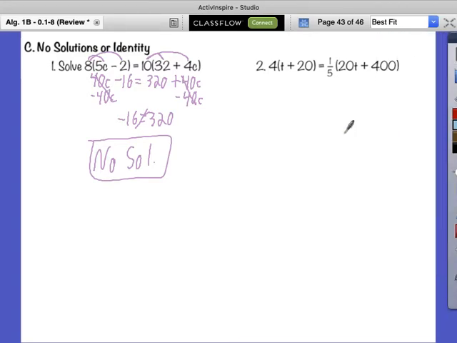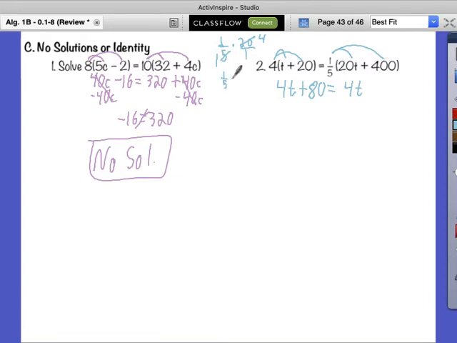Okay, we're gonna distribute here again. 4 times t. 4t. Okay? 4 times 20, 80, equals 1/5 times 20t. 1/5 times 20t. Okay, let's do it outside if we need to. 20 over 1. Can those cross reduce? Yes. By what? 5. 5 goes into both, into 20 four times. So this becomes 4t. And 1/5 times 400.